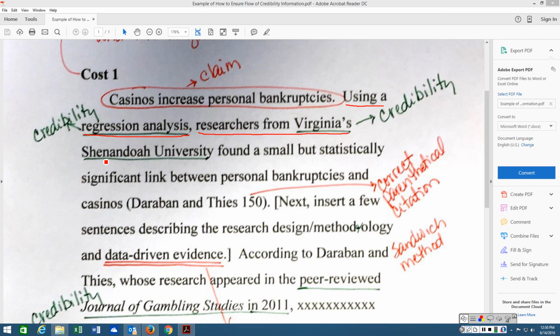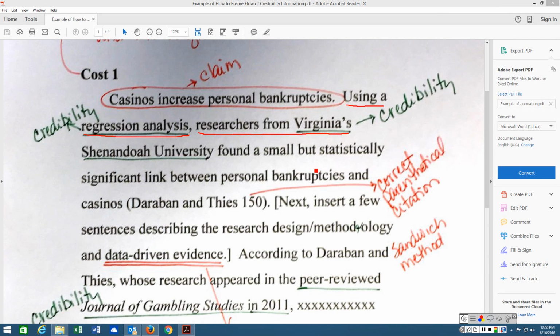Okay, and then next we say found a small but statistically significant link between personal bankruptcies and casinos, and then we include our correct parenthetical citation that includes the last names of the authors and the page from which that reference comes from.